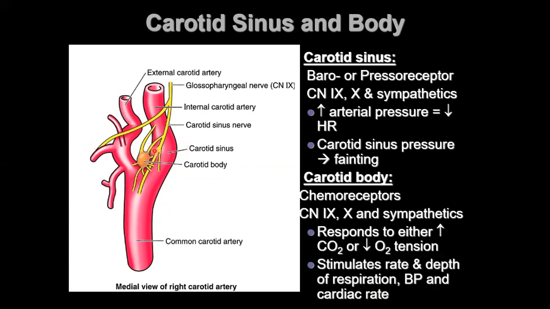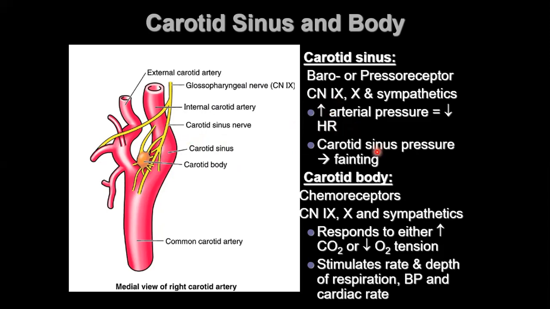Versus the carotid sinus, which is this bulging out of the internal carotid artery. And this bulging out is where you have baroreceptors, or pressure receptors. So they're responding to the actual pressure of your blood. When you have an increase in blood pressure, the reflexive response is for you to decrease your heart rate, because it's like your body's trying to keep you in balance.